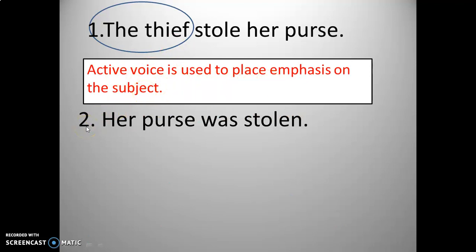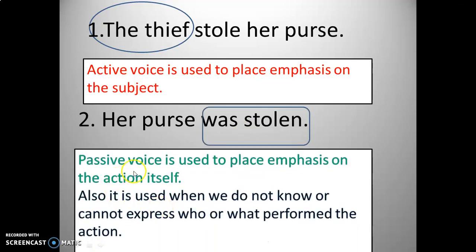Sentence number 2. Her purse was stolen. Did she know who stole her purse? No. So this one is called passive sentence. I use passive voice. When to use passive voice? Passive voice is used to place emphasis on the action itself. Also, it is used when we do not know or cannot express who or what performed the action.